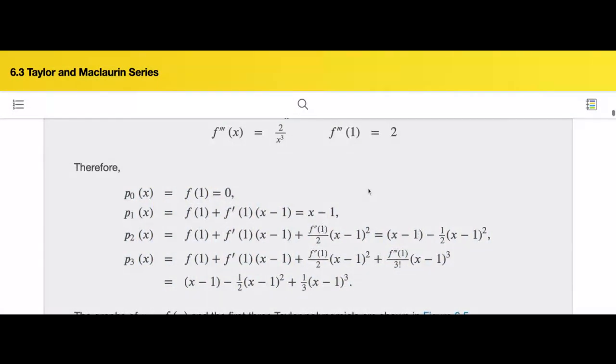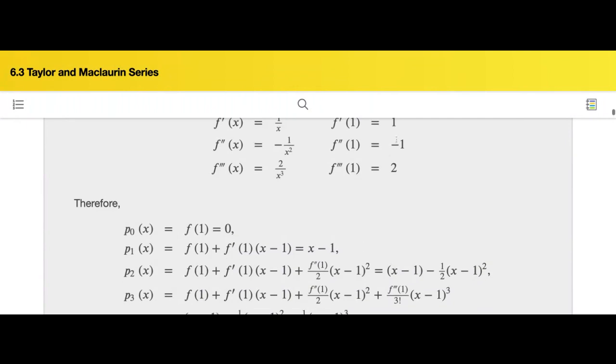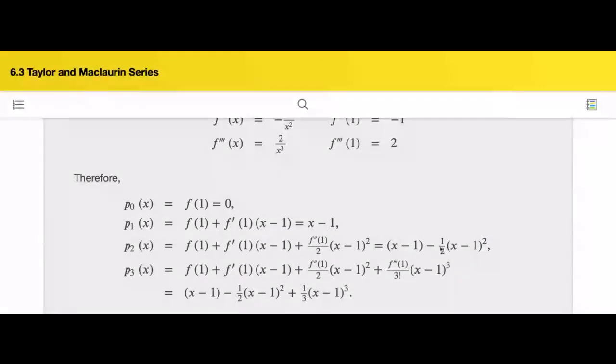And then f double prime of 1 is negative 1, so we get a minus half. You see all the derivatives being used. F of 1 is 0, f prime of 1 is 1, so we have 1 times x minus 1. F double prime of 1 is negative 1, so we have negative half here. F triple prime of 1 is 2, so 2 divided by 3 factorial, that is 1/3. So you see we have 1/3 of x minus 1 cubed.